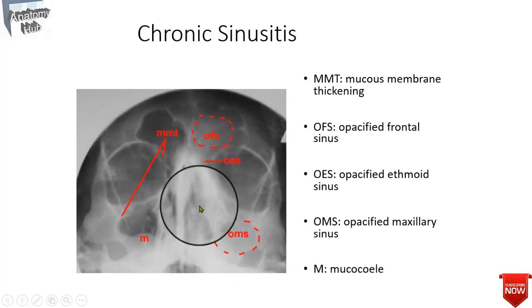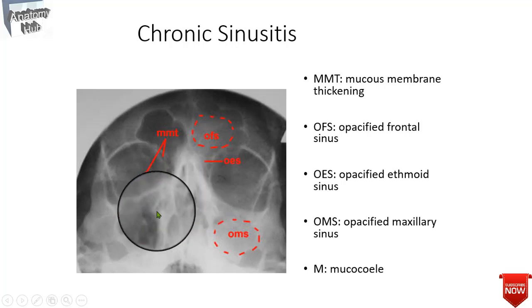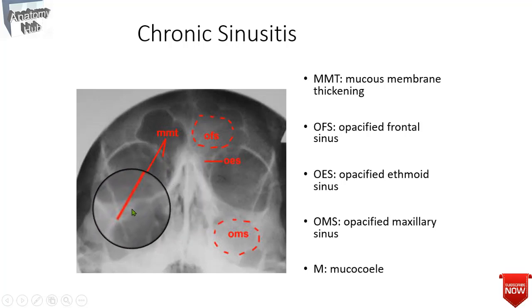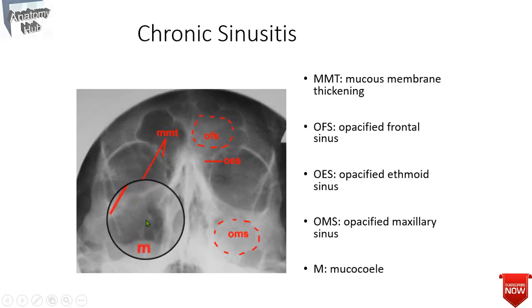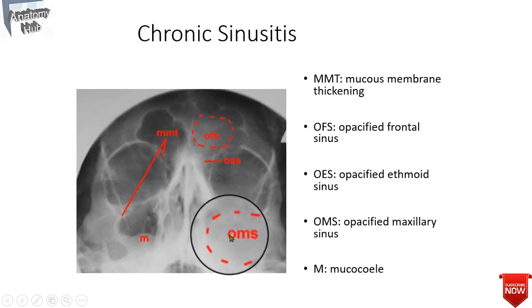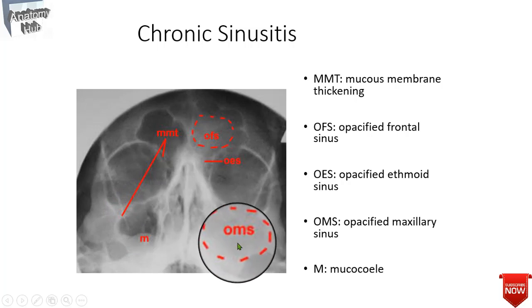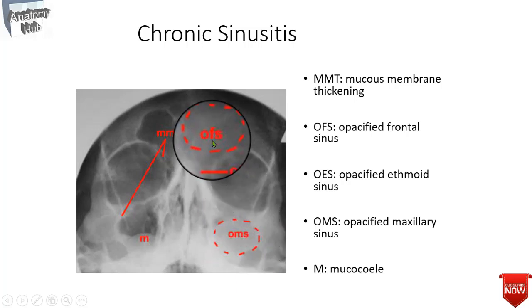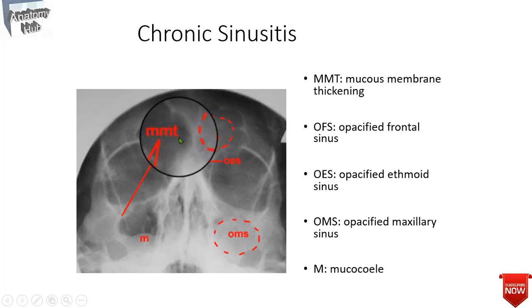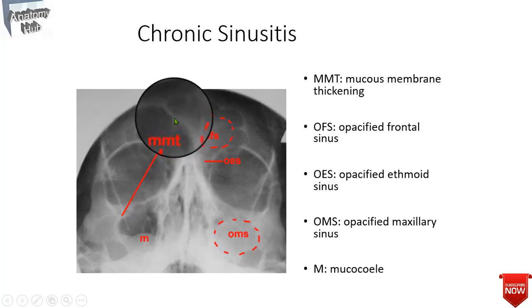And in chronic sinusitis you can see thickening of the mucous membrane occurs, and a mucocele occurs over here, means a collection of some fluids, a sac like structure that you can see inside the maxillary sinus. And here you will find the opacified maxillary sinus, and here you will find the opacified frontal sinus, and here you will find the mucous membranes and the thickening over here.